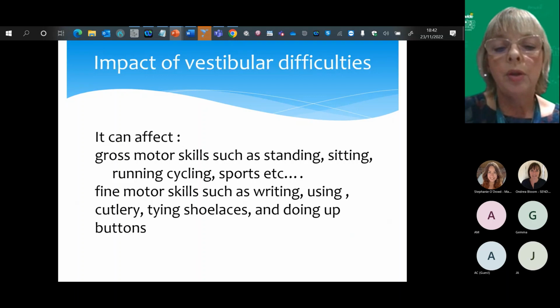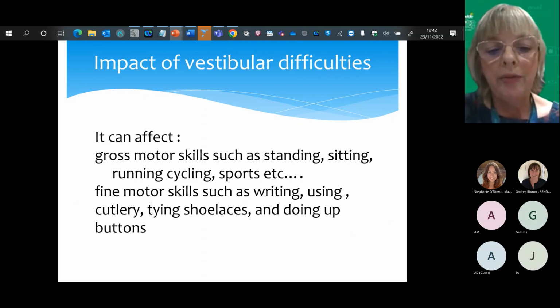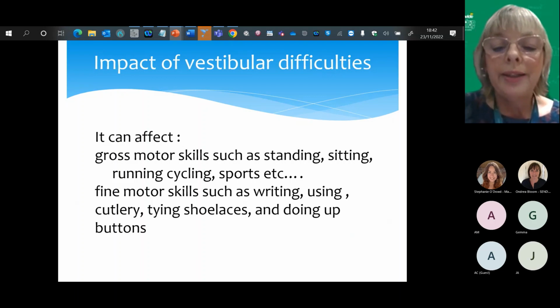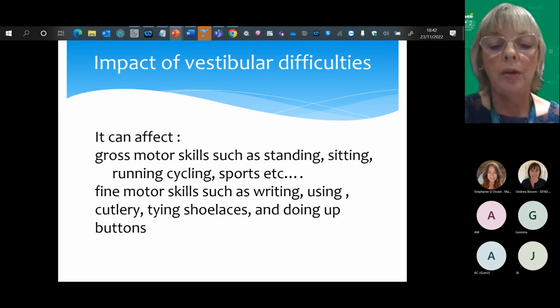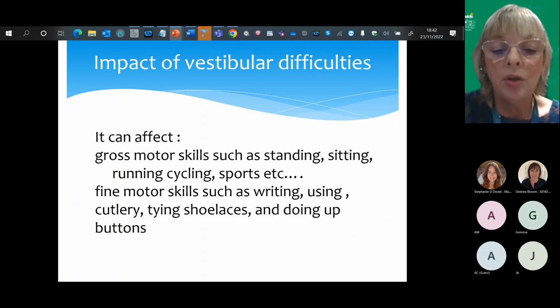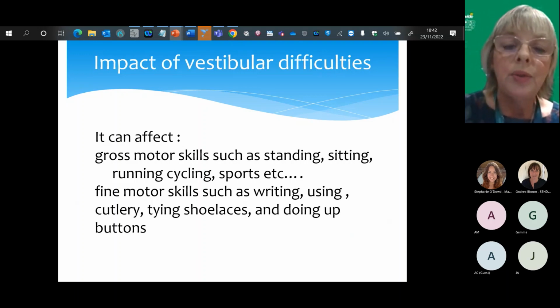It affects gross motor activities posturally. If your posture is not good, it's going to be really, really difficult to ride a bike, to be able to organise yourself for sports and things like that. And it's exactly the same with fine motor skills. If your posture's not good and you are floppy and low tone, it's harder to get into the position to do the things you need to do. So vestibular difficulties have a big impact on function.